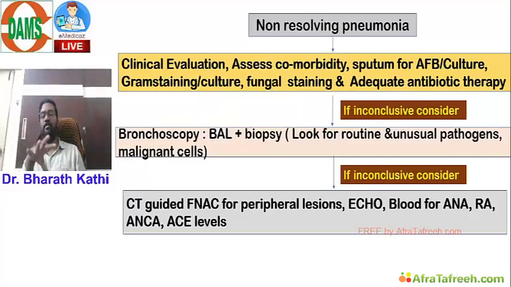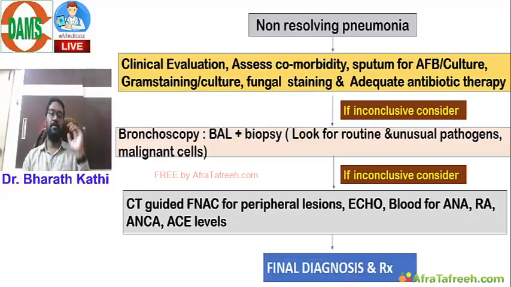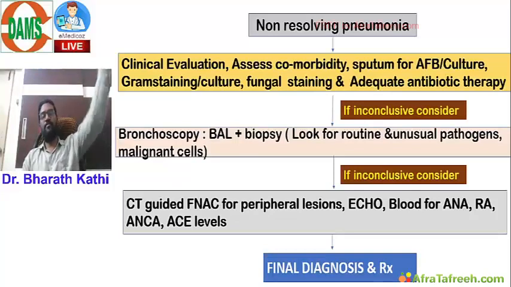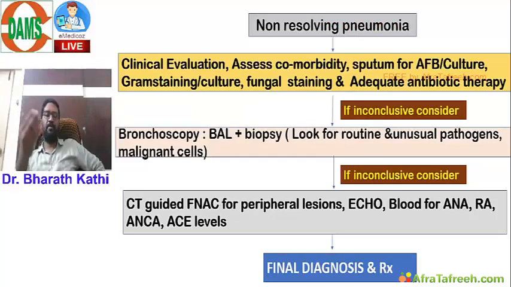So once you do all these investigations, you will get some information, and according to that, you have to diagnose the disease and treat it accordingly. With all these investigations, you will reach a final diagnosis and you have to treat it. So if there is a connective tissue disorder, either ANA, RA, or ANCA will be positive. And sarcoidosis, again, is more of a clinical diagnosis with biopsy diagnosis and ACE levels.